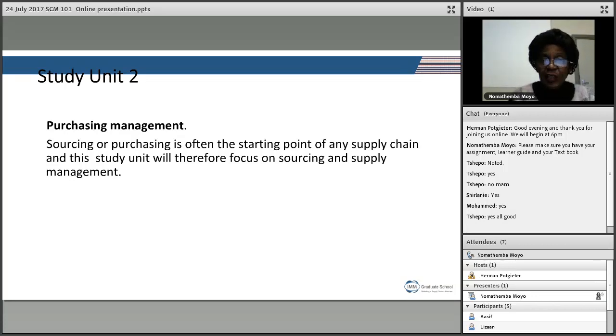And this unit will therefore focus on sourcing and supply management. How do you manage this? How do you plan? How do you organize? How do you coordinate? And how do you control?